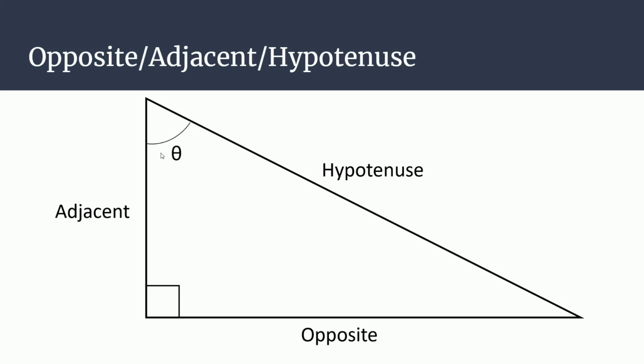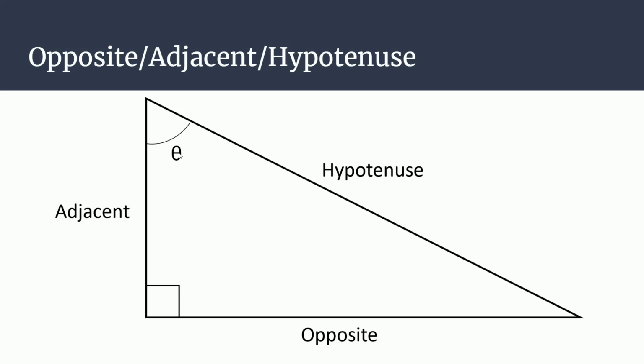So we can only use SOH CAH TOA with right triangles, which means we have a right angle. Whatever's across from this right angle will be the hypotenuse, the longest side of the triangle.